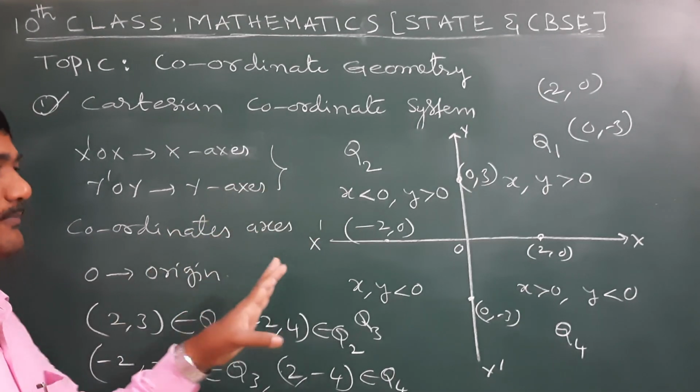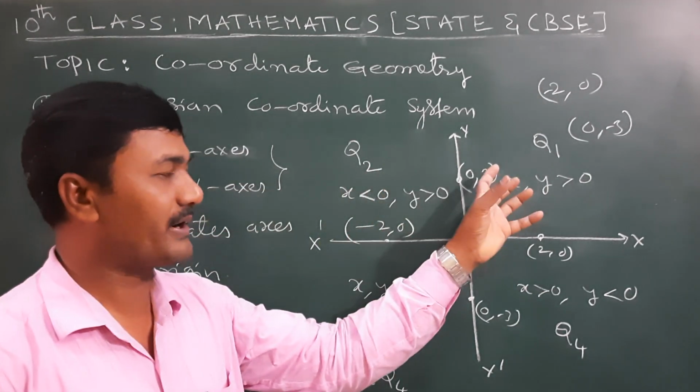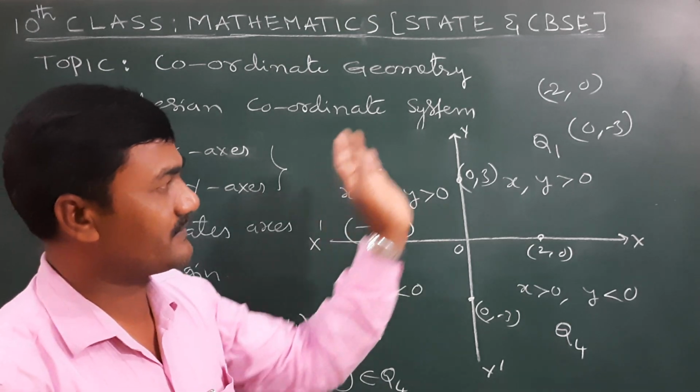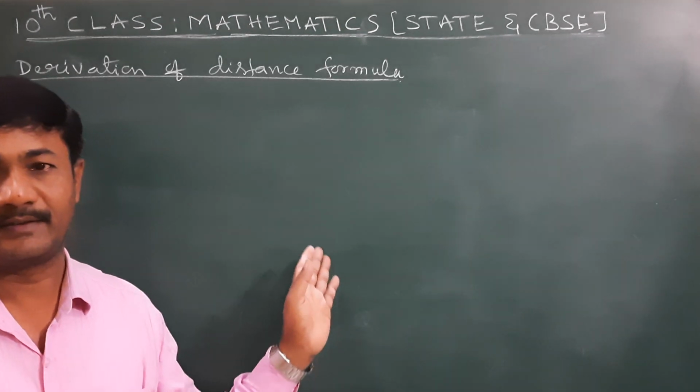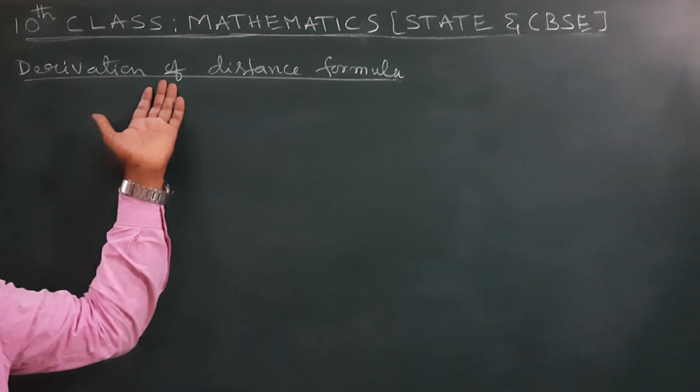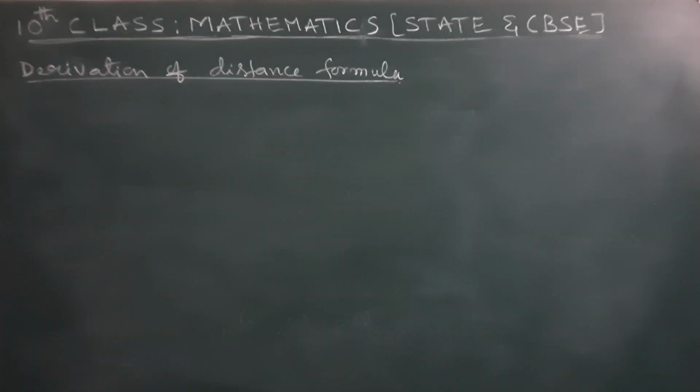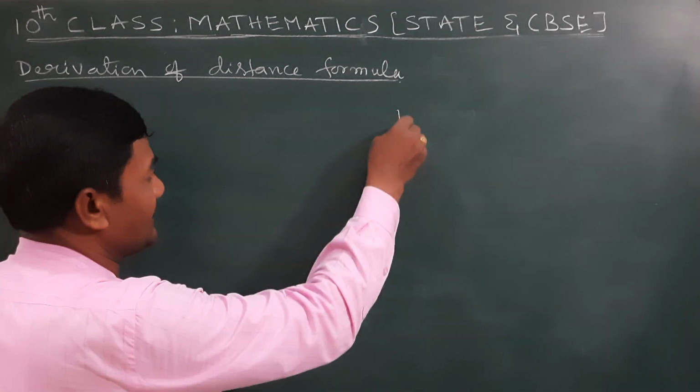Completely, how to locate the points, what the points are, and which points belong to which quadrant depends on the situation only, right? Next one is the derivation of the distance formula. How to derive the distance formula? By using the Cartesian coordinate system only.